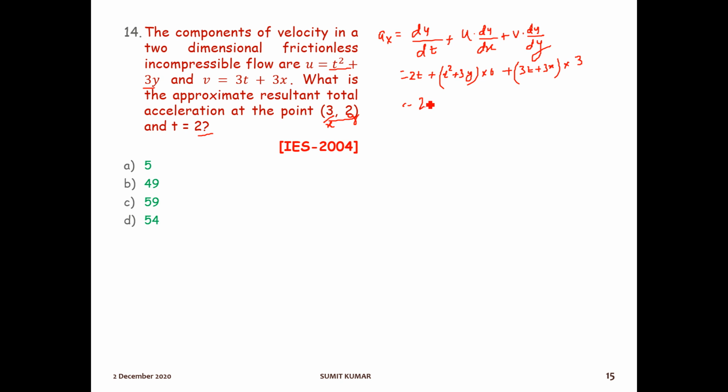So we will get 2 into t, which is 2 into 2, plus t square plus 3y times 0, so no need to calculate this, it will be 0, plus 3t, 3 into 2, plus 3x, which is 3 into 3, all into 3. So 2 into 2 is 4, plus 3 into 2 is 6, and 3 into 3 is 9, 9 plus 6 is 15, and 15 into 3 is 45. So it becomes 49. So ax comes as 49. Now similarly find ay.